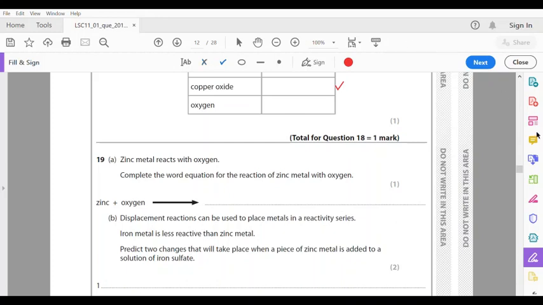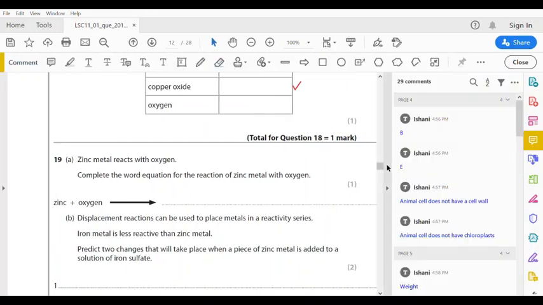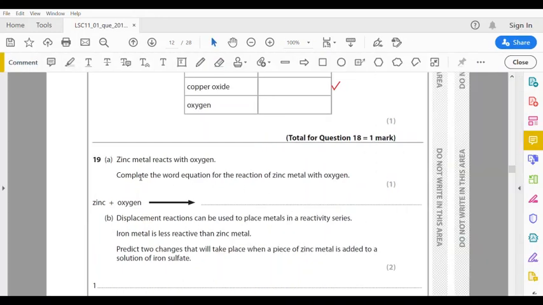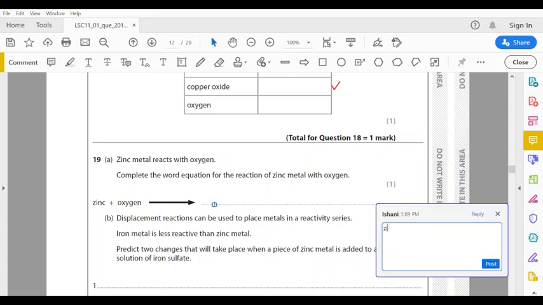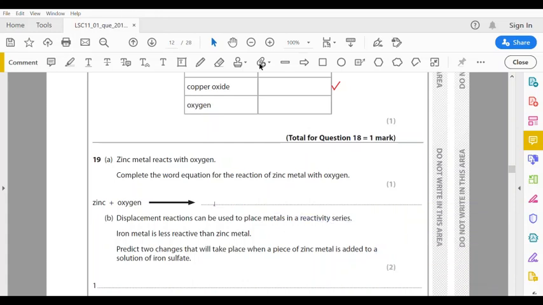Next one, zinc metal reacts with oxygen. Complete the word equation for the reaction of zinc metal with oxygen. So it should be zinc plus oxygen produces zinc oxide. Zinc oxide will be produced.